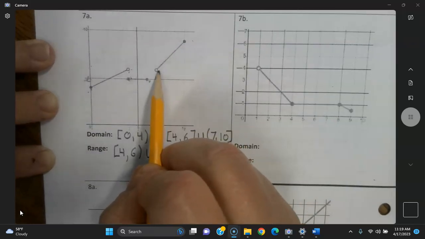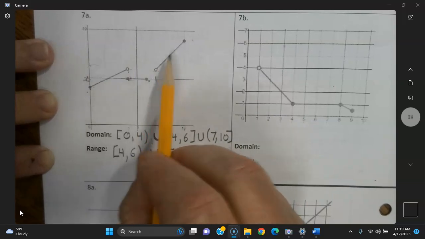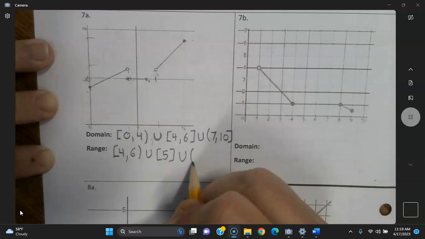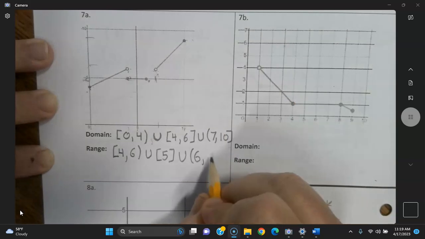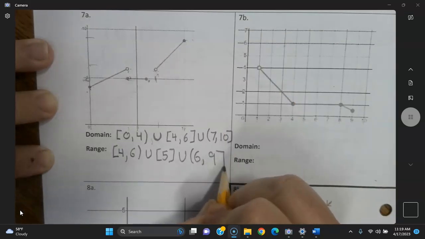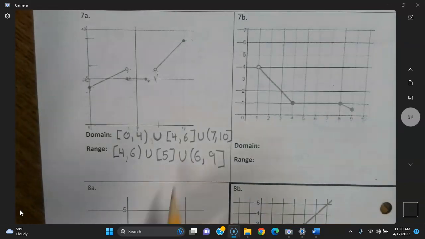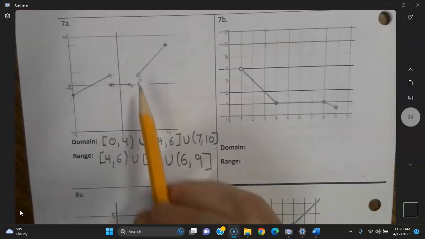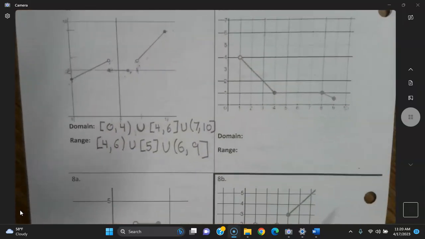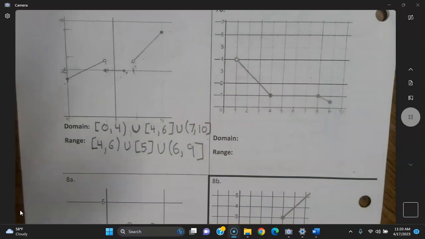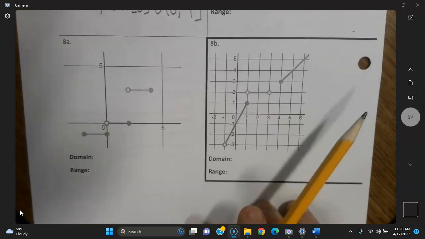This line starts at, it looks like 6 right here, and it goes up to, it looks like about 9 right there. It doesn't touch the 6, so it's a rounded parenthesis, comma, and goes up to 9. It does touch the 9, so that's a square bracket. Okay, so just pause and study that, okay? And be sure you understand how all those were drawn. The union sign just means you're putting these together, even though they're separate piecewise functions. Okay, you do the same for this one down here. That's 7b. And now I'll go on to 8a.